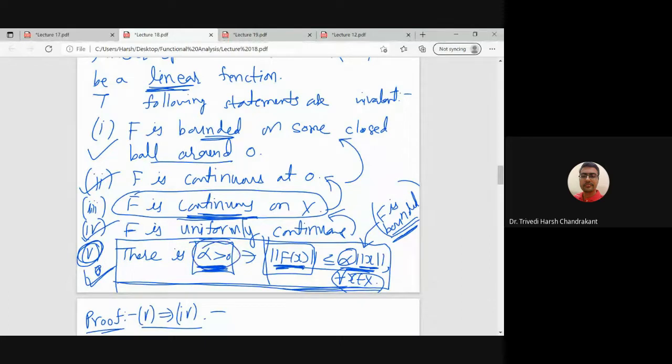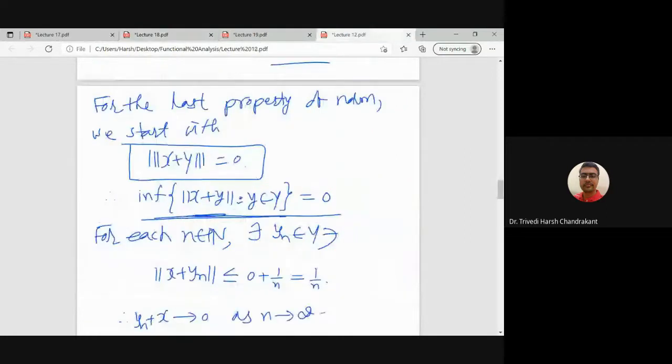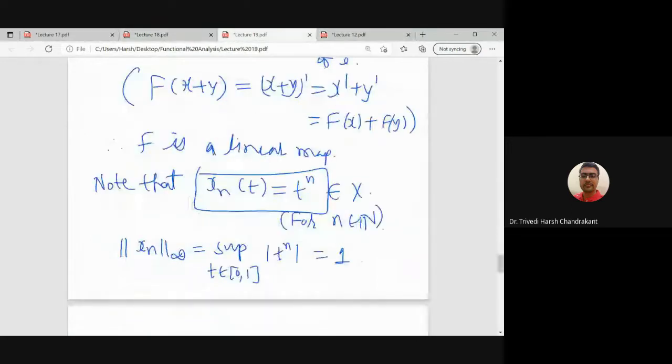So if we can find the alpha, then f is continuous, right? So if we can show there cannot be any alpha so that norm of f x is less than or equal to that number, so basically, if norm of f x is unbounded in some sense, then f is discontinuous. So let us see here what is happening. So note that norm of xn is 1.